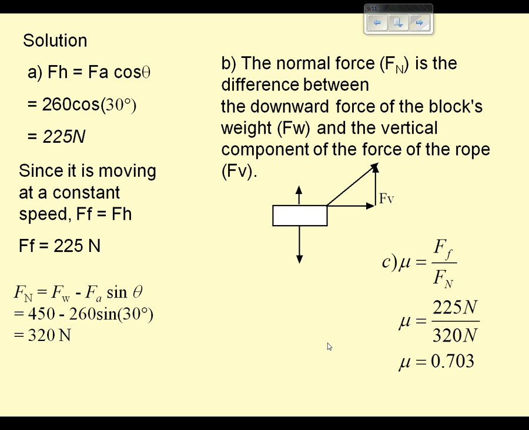So what is the frictional coefficient then? Mu equals Ff over Fn. So in this case, it's going to be 225 divided by 320. The mu value is 0.703.